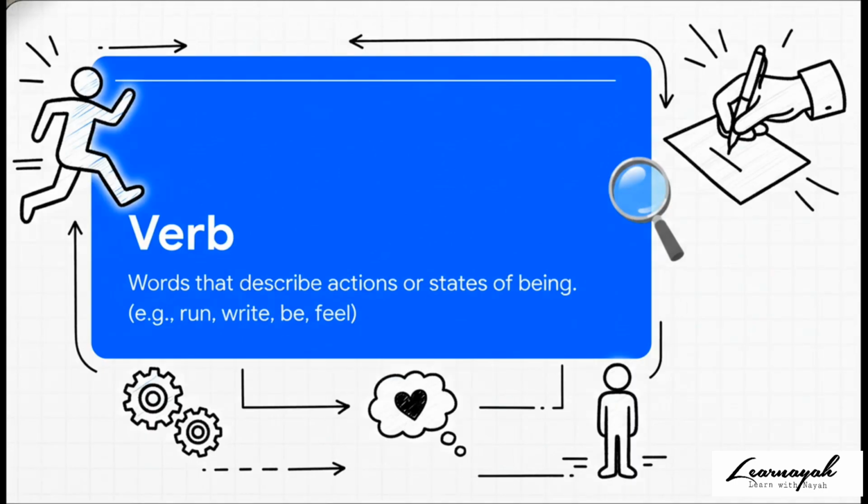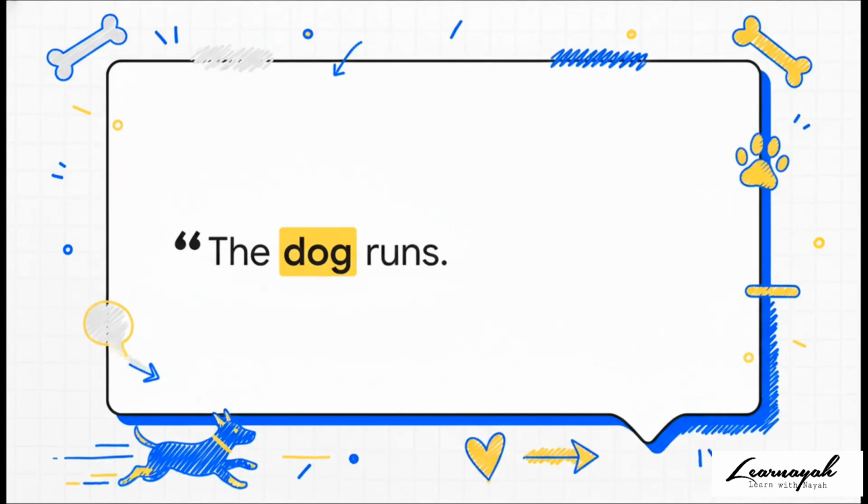Right, so if the noun is our what, then the verb has to be the do. A verb is all about action, or a state of being. It's the engine that really makes the sentence go. Words like run, write, or even something simple like be or feel. And boom, that's it. That's the magic. With just one noun and one verb, we have a complete thought. The dog runs. It's simple, sure, but it's clear. We've got our subject, the dog, and we've got our action, runs. The foundation is officially laid.